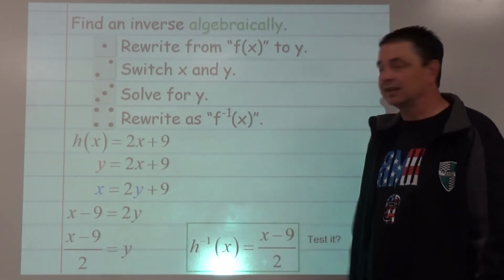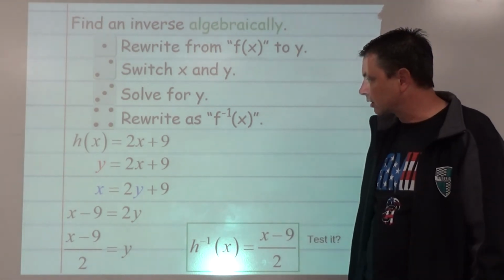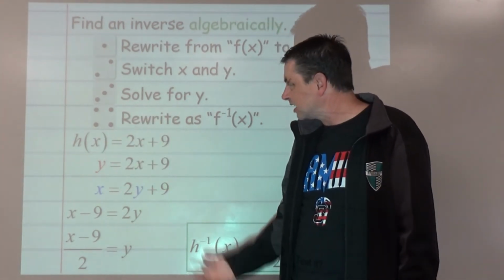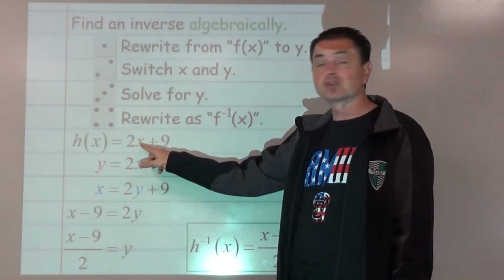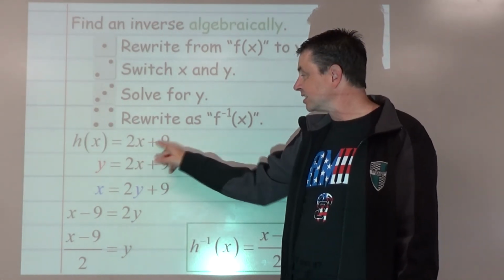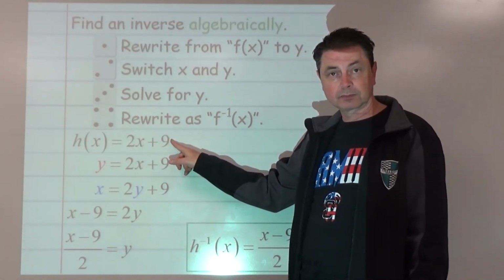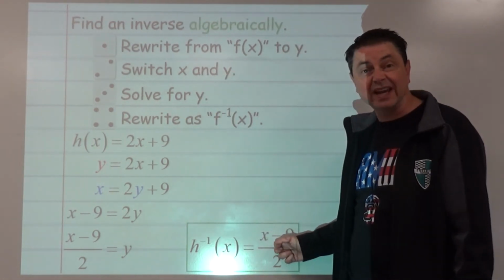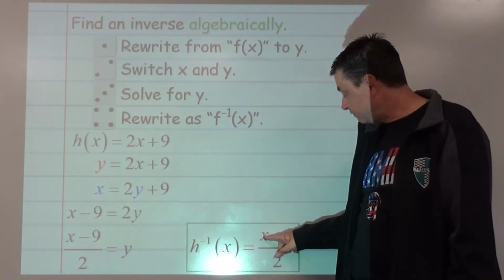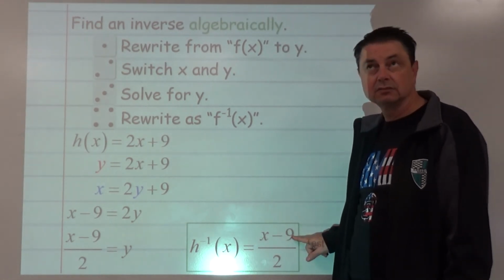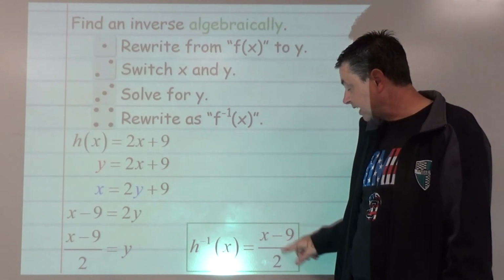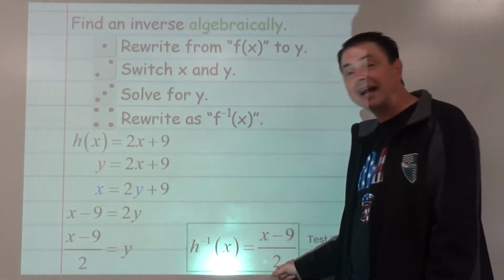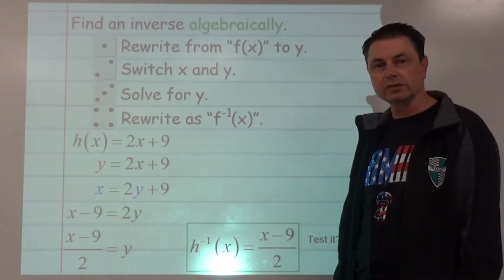All right, test it. Let's see if it works. Let's just pick an x at random, plug it in here, see what happens. Let's try a 3. 2 times 3 is 6, plus 9 is 15. So that's our output, 15. Now let's plug that into the inverse that we just found. 15 minus 9 is 6. Divided by 2 takes us back to the 3. We started with 3, took us back to 3. I think they're inverses.